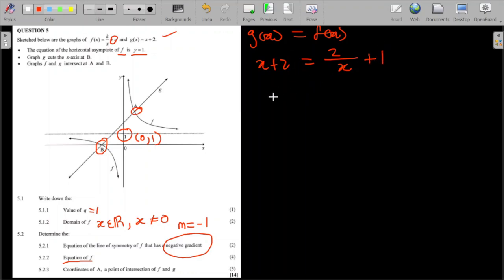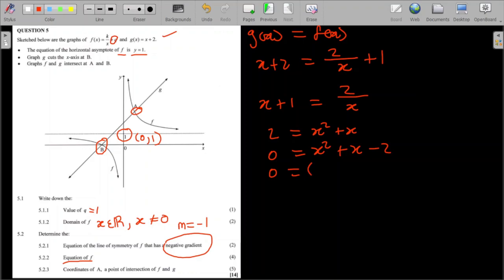Now taking this to the other side, it's going to be x, now 2 minus 1 is going to be plus 1, equal to 2 all over x. And then from here, I need to cross multiply. So here I'm going to have 2 equals x squared plus x. And then take these two to the other side, it's going to be 0 equals x squared plus x minus 2. And then from here, we're going to have to factorize.